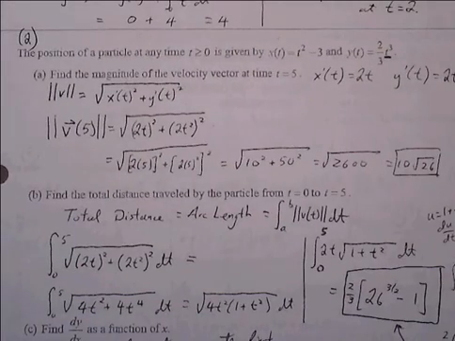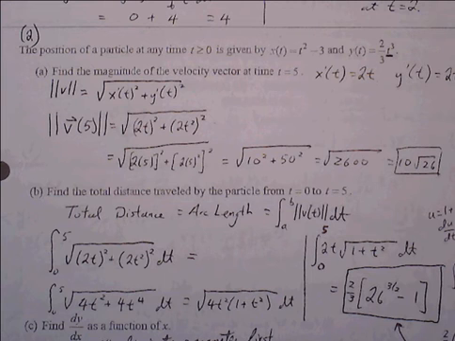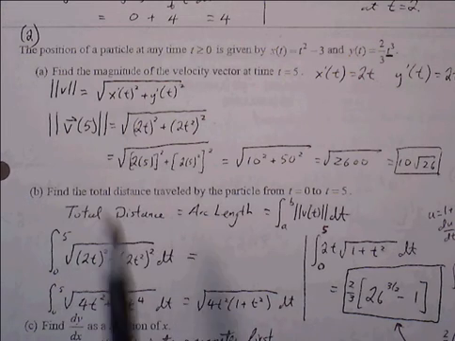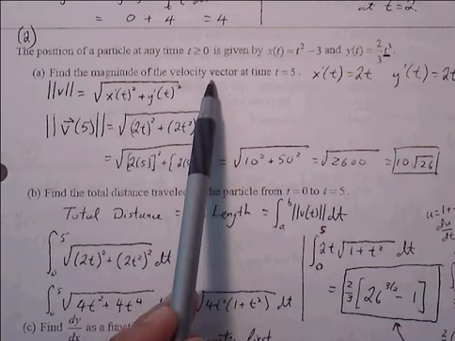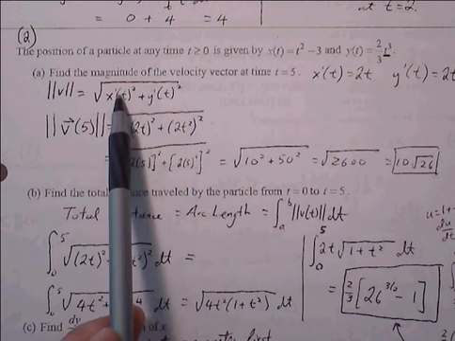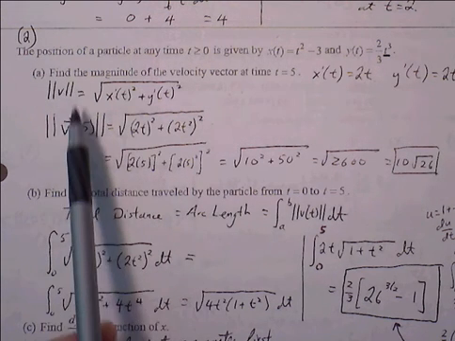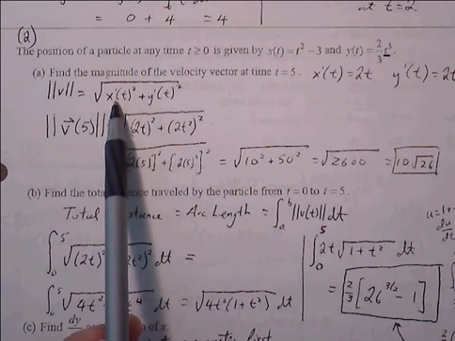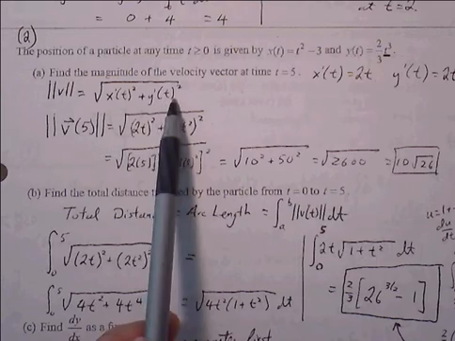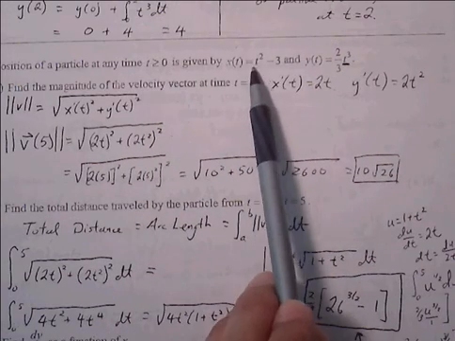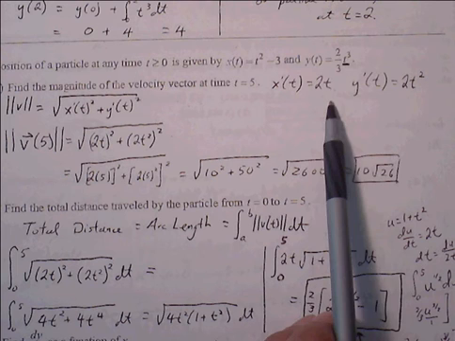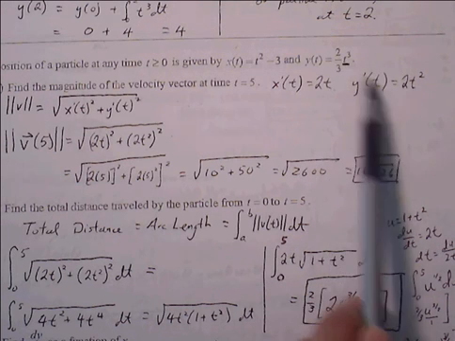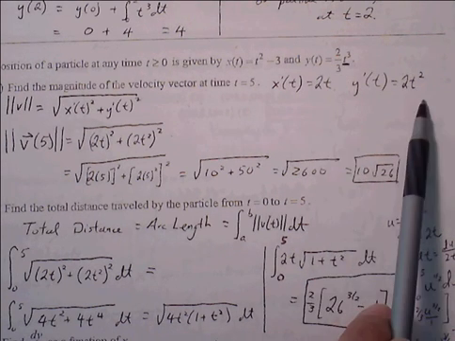Number 2, the position of the particle at any time t greater than or equal to 0 is given by x of t and y of t. Find the magnitude of the velocity vector. So the magnitude of the velocity vector, think of it as the distance formula. The way we find the absolute value of the velocity vector is we take the square root, this is just a rule here, of x prime squared plus y prime squared. So let's find x prime and y prime. X prime, going through power rule, is simply 2t. Y prime, the derivative going through power rule, would just be 2t squared.